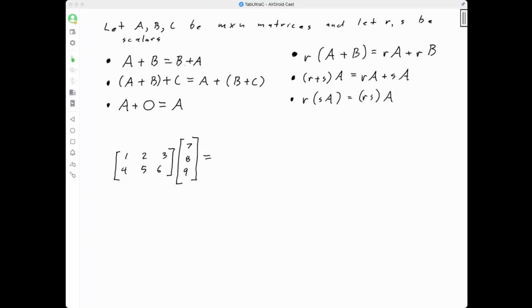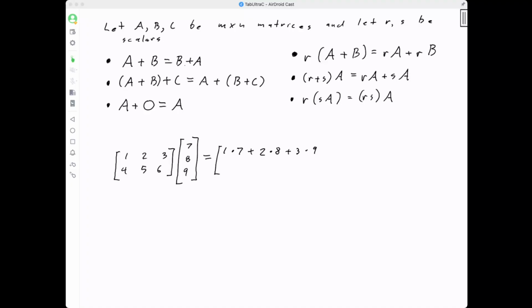And I get 7 times 1. Then I multiply across that row. So I'm going to write it in the opposite order: 1 times 7. I go across the row to 2, and down the column, times 8. Across the row to 3, down the column, times 9. And I add all of those together.